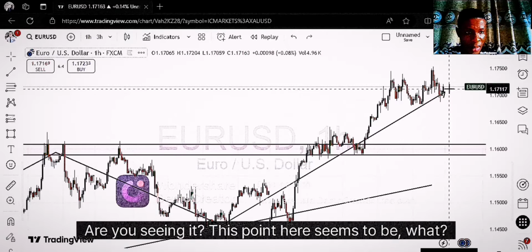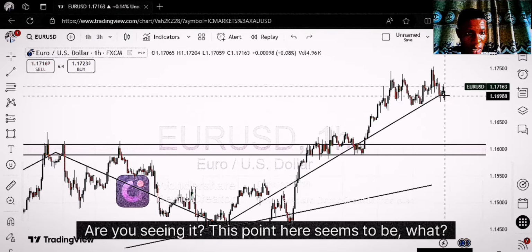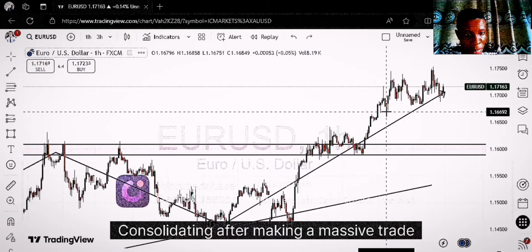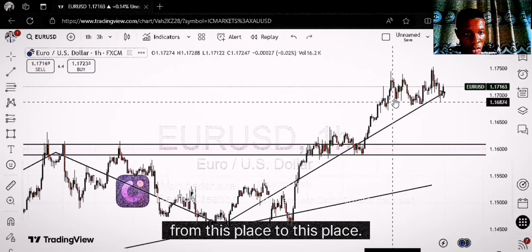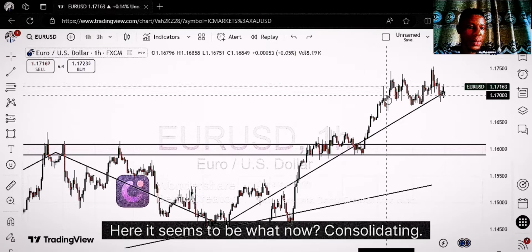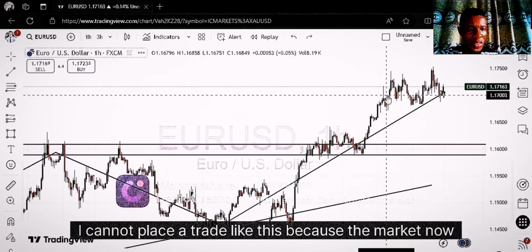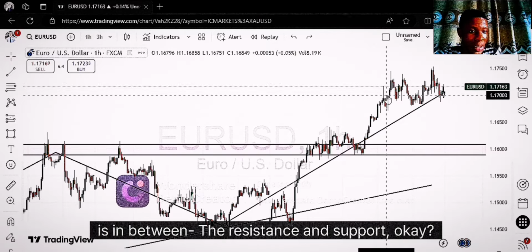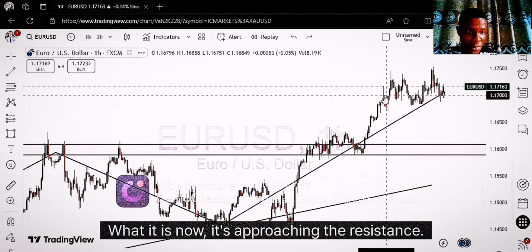Are you seeing it? This point here seems to be consolidating after making a massive trend from this place to this place. I cannot place a trade like this because the market now is in between the resistance and support. Okay, but as it is now, it's approaching the resistance.